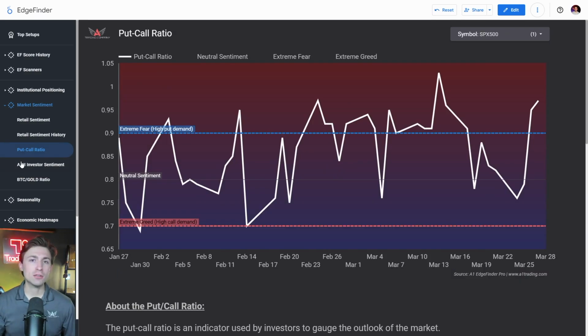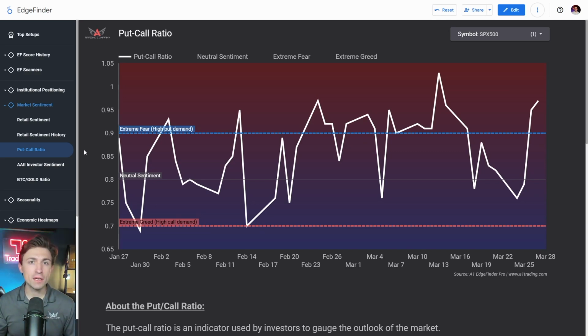Next up, we'll be taking a look at possibly my favorite sentiment indicator on this entire list. It's the put to call ratio. The put to call ratio is a measurement of the options market volume, weighing basically the puts versus calls that are being traded on the options market.